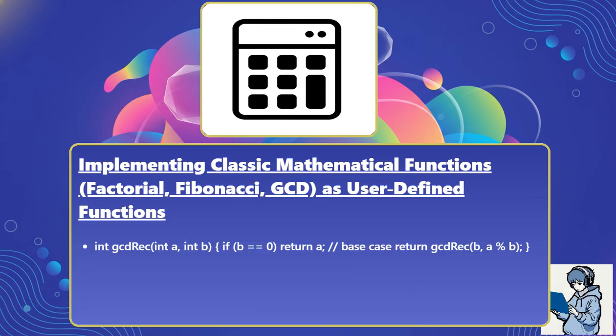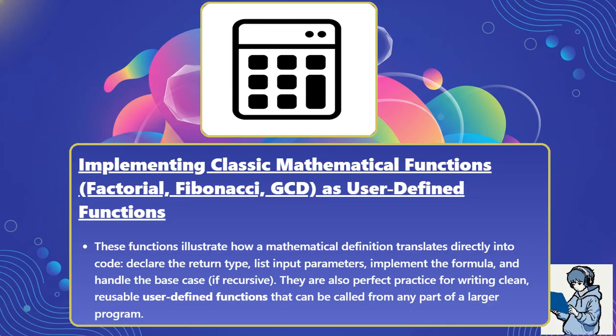Function GCD_rec takes int a and int b. If b equals 0, return a as the base case, otherwise return GCD_rec of b and a modulo b. These functions illustrate how a mathematical definition translates directly into code. Declare the return type, list input parameters, implement the formula, and handle the base case. If recursive, they are also perfect practice for writing clean, reusable user-defined functions that can be called from any part of a larger program.